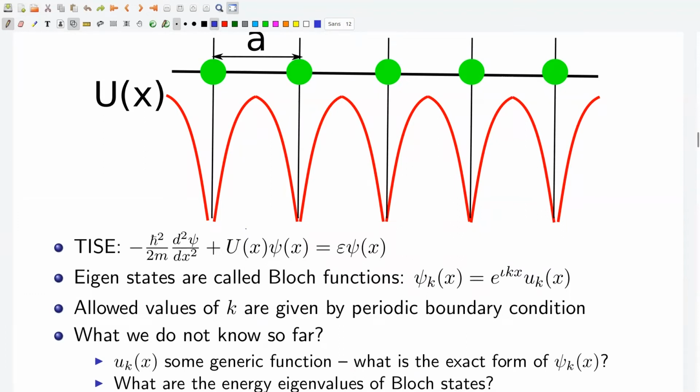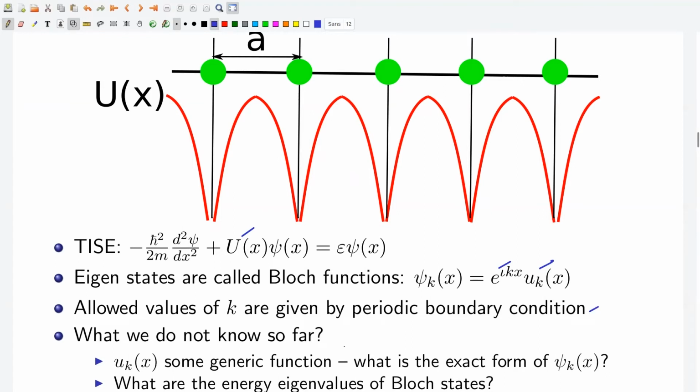So, we want to solve the time-independent Schrödinger equation for a 1D solid, where U of x is an effective one-electron potential having the periodicity of the direct lattice. The eigenstates are given by the Bloch theorem, having the form of a plane wave times some function u of x, which has the periodicity of the Bravais lattice. When we consider a solid of finite length L, applying periodic boundary condition, we can get the allowed values of k.